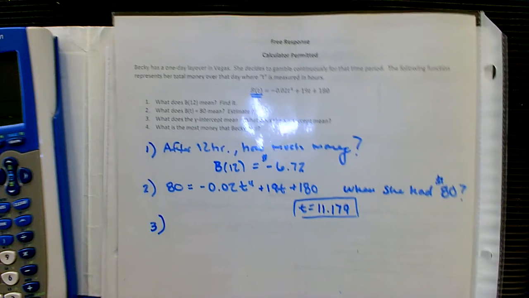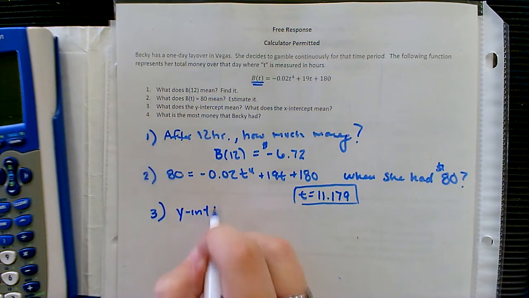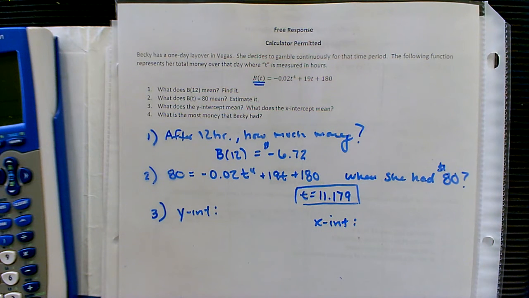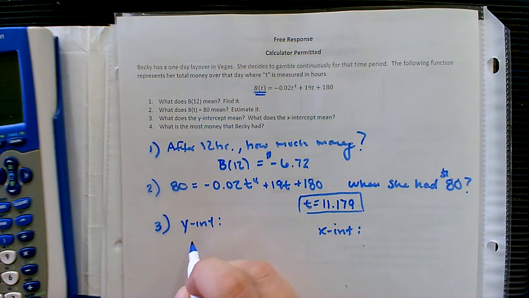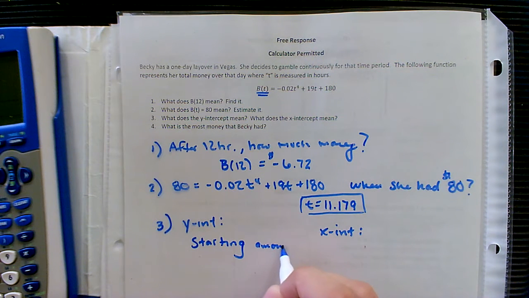What do the different intercepts mean? Y-intercept, maybe we'll check that one out. And X-intercept. Good, Rachel? The Y-intercept would be her starting amount of money, and the X-intercept would be when she started gambling, the hour, I guess. Close. Okay, X-intercept. How to word it? Yeah, it can be a little tricky.